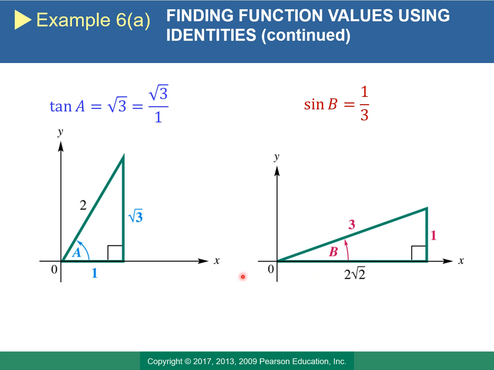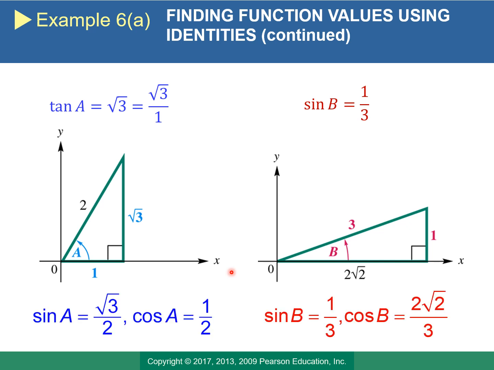Now that we have these two triangles drawn, we're going to find 4 values. What we need is sine and cosine of angle A, as well as sine and cosine of angle B. The reason we need all 4 is that we're working with the sum of angles, and we're going to use one of our formulas that we previously learned.